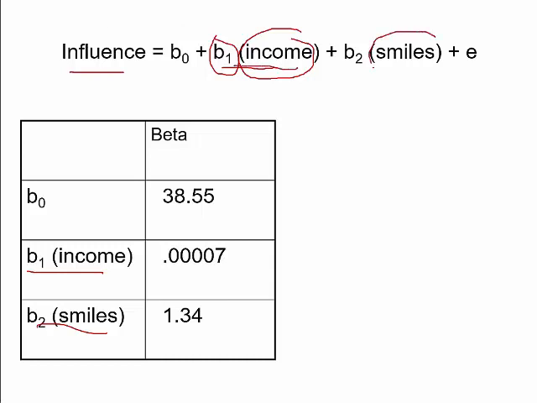What about smiles? Well, there we measured smiles in 10 minutes, and the average person smiled only 2.5 times. So if someone went from, say, 2 to 3 smiles, given our scale, that would actually be a pretty big increase in the number of smiles. So a 1 unit increase in income is nowhere close to the same size as a 1 unit increase in smiles. We're measuring income and smiles in very different units.